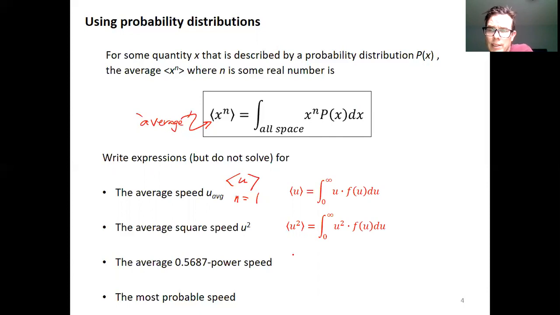You can do this for integers. You could do it for something which was not an integer. So if you wanted the average 0.5687 speed, the expression would look like this. This is the formalism we'd use.